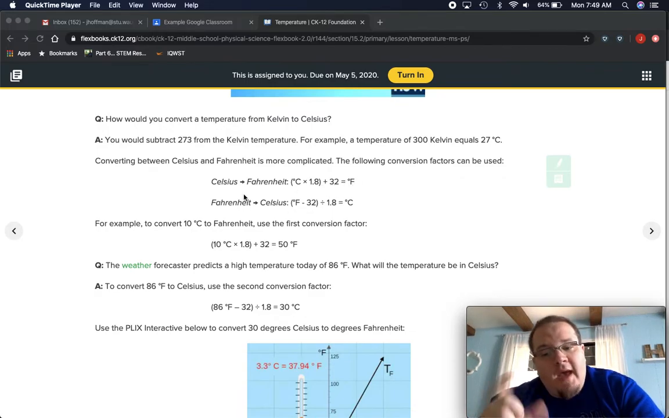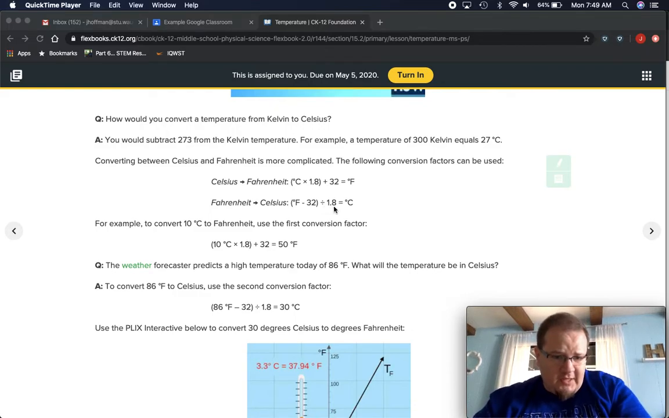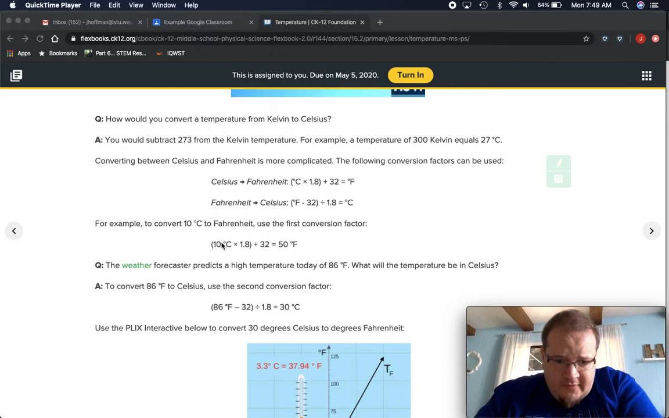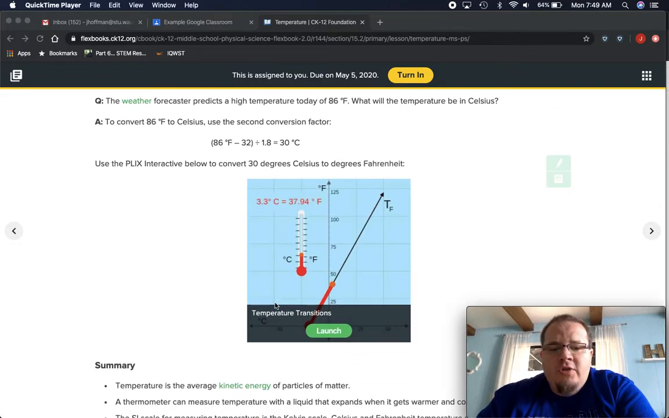If you're looking to do the opposite, where you're converting from Fahrenheit to Celsius, that's where you would take your number, subtract 32, and then divide by 1.8. Again, you can use a calculator. There are a couple of different samples down here, just some opportunities to practice. The one thing I would encourage you to give a go would be this temperature translation activity.